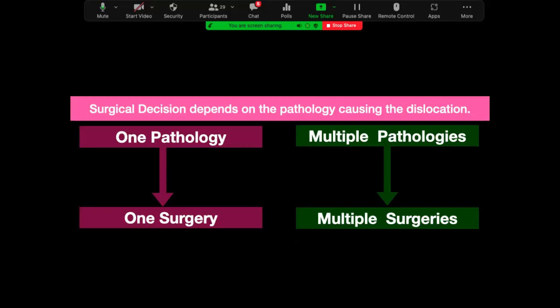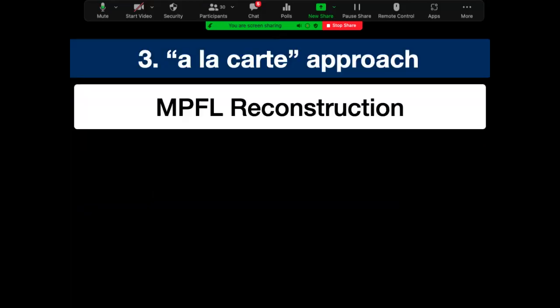So the most important message I want to share with you is this slide. Surgical decision depends on the pathology causing the dislocation. It is not the MPFL alone. So if there is one pathology, you treat one pathology. If there are multiple pathologies, you must treat multiple pathologies. You cannot correct one pathology and think that all the pathologies will be corrected. So again, to emphasize, identify the causes, identify the pathologies. If there is one, treat one, you are done. If there are multiple, all these causes have to be treated. Otherwise, the patella dislocation will recur.